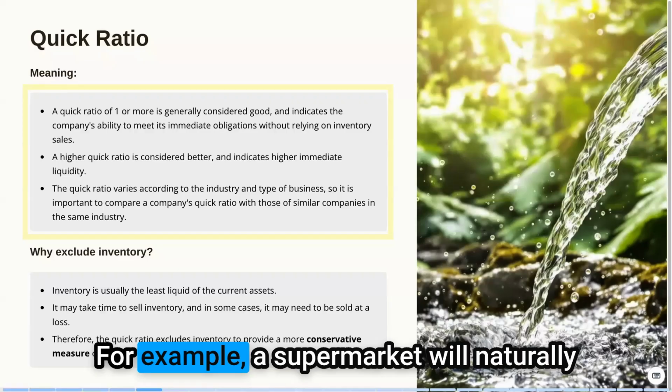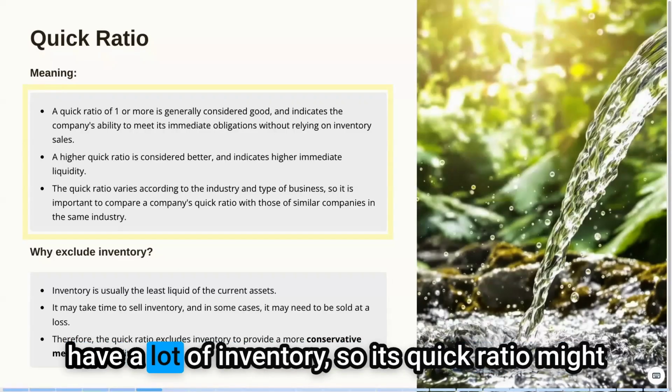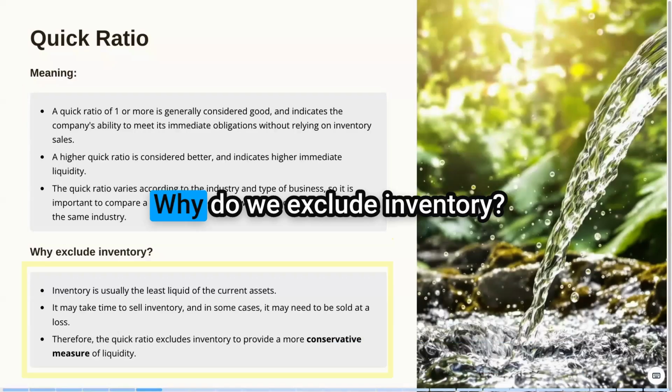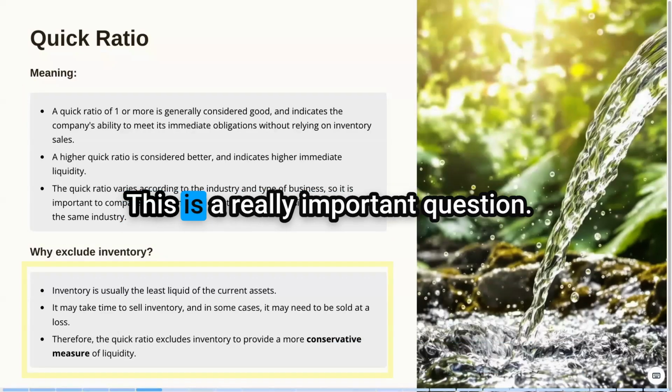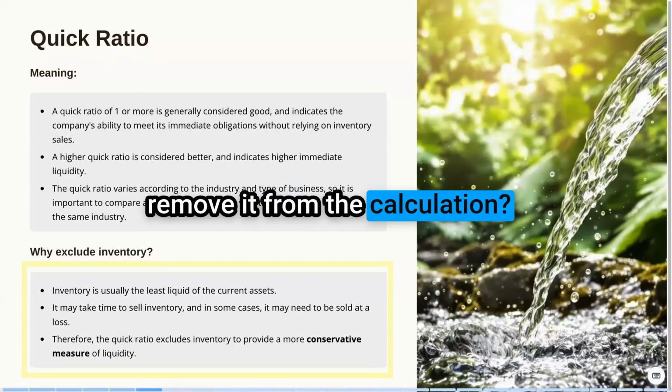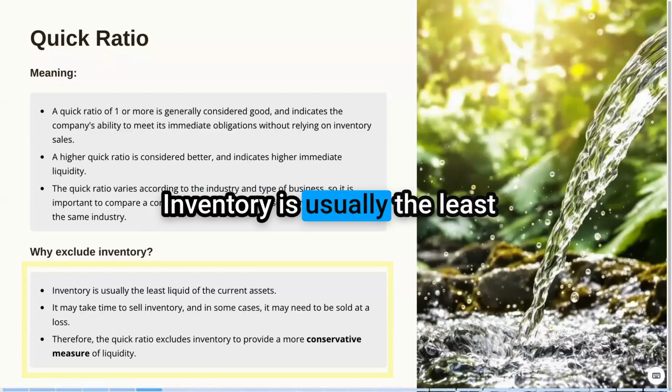For example, a supermarket will naturally have a lot of inventory, so its quick ratio might look different from a software company's. Why do we exclude inventory? This is a really important question. Why single out inventory and remove it from the calculation? Inventory is usually the least liquid of the current assets.